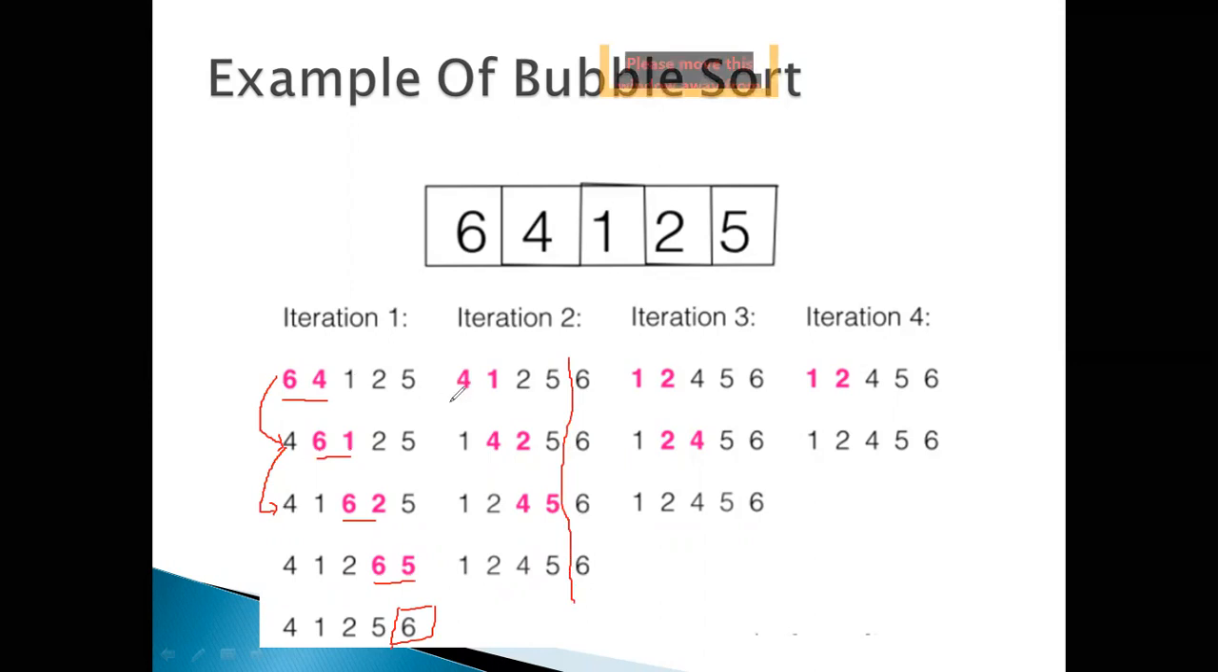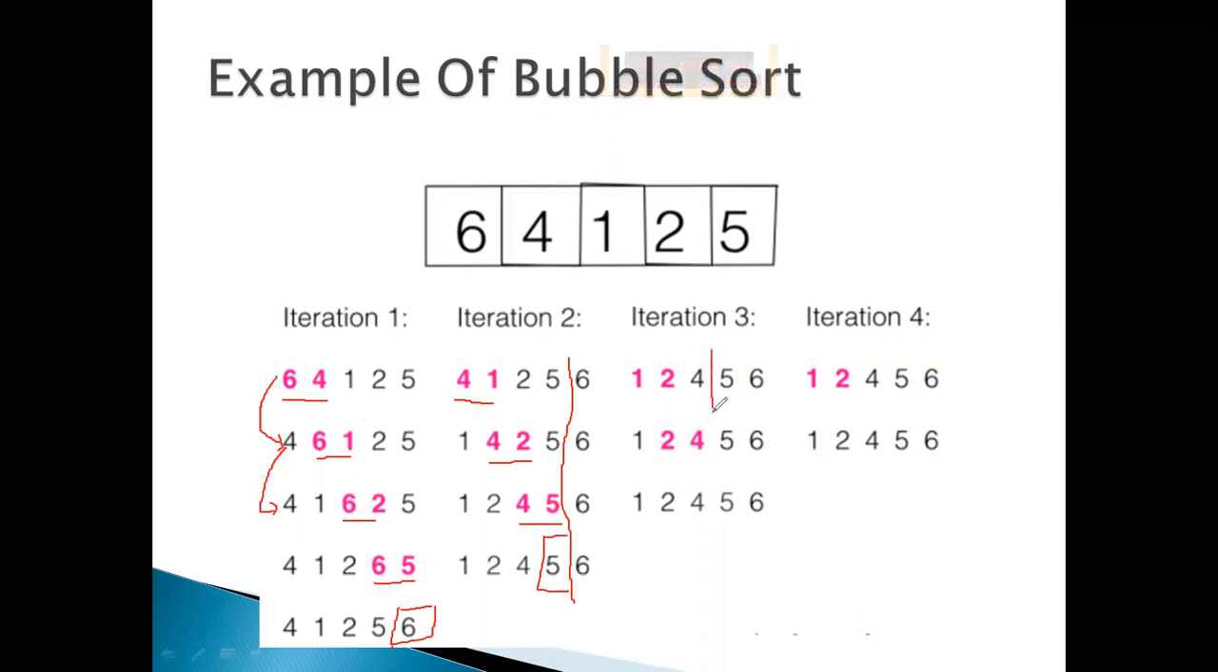So we will see that 4 and 1 are out of order, so we will swap and it will be 1, 4, 2, 5. Then we will see this 4 and 2. 4 and 2 is out of order, so it will be 1, 2, 4, 5. Then we will check this 4 and 5. It is not out of order, so it will be as it is. Then in the second iteration, this 5 is at its correct position.